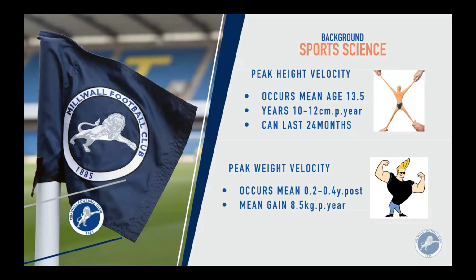Then following your peak height velocity, you've got a peak weight velocity, which is the increase in growth, otherwise gaining muscle and starting to look a little bit like Johnny Bravo. Generally that's about 0.2 to 0.4 years after the peak height velocity. So these are two really important points which we monitor regularly to help what we do with our athletes at certain times, to get those key characteristics I showed in the previous slide.